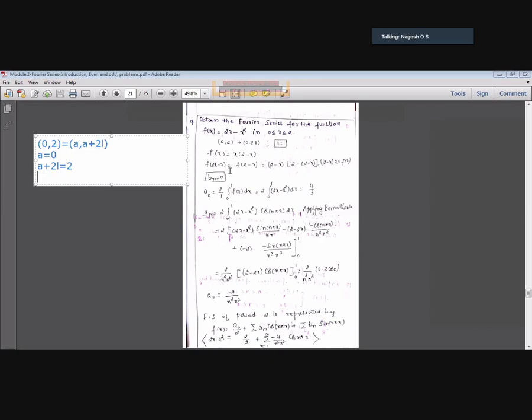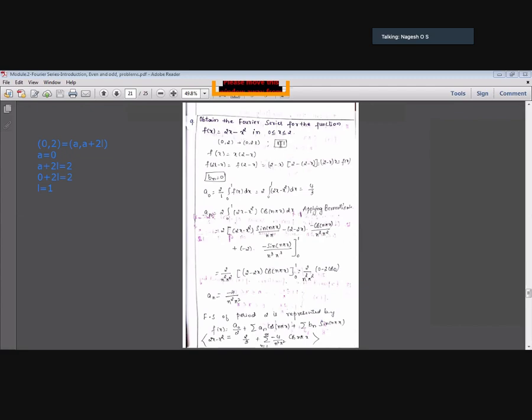So the A value is 0. 0 plus 2L equal to 2. L value equal to 1. Sorry, L value not equal, L value equal to 1. Like this, I have written L value equal to 1.